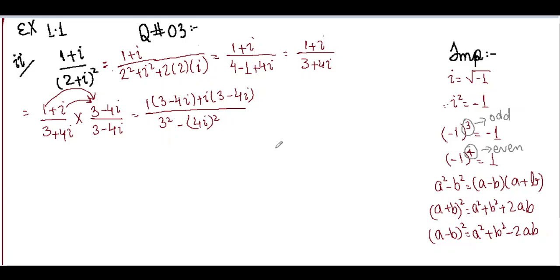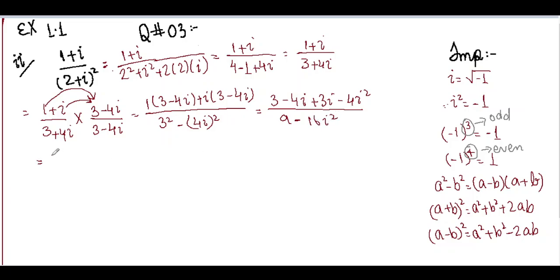I hope you are clear with this. It's this formula: a minus b into a plus b gives us a square minus b square, and here a was 3 and b was 4 iota. Okay, now here it becomes 3 minus 4 iota, and multiplying iota with this whole term we get plus 3 iota minus 4 iota square, whole divided by, we get 3 square is 9 and minus 4 iota square is 16 iota square.